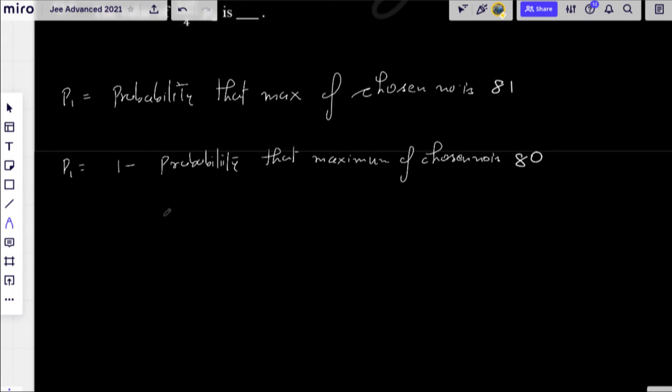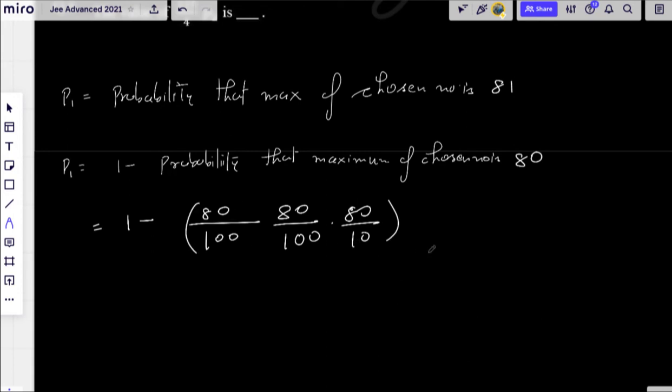So how will we tackle this? The required probability is 1 minus, with total sample space 100, and all three numbers being at most 80, it is 80 by 100 into 80 by 100 into 80 by 100. Solving it is pretty easy. Cancelling zeros, we get 1 minus 4 by 5 cubed, that is 64 upon 125.